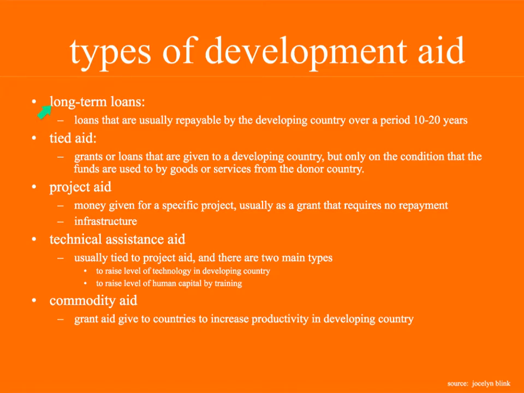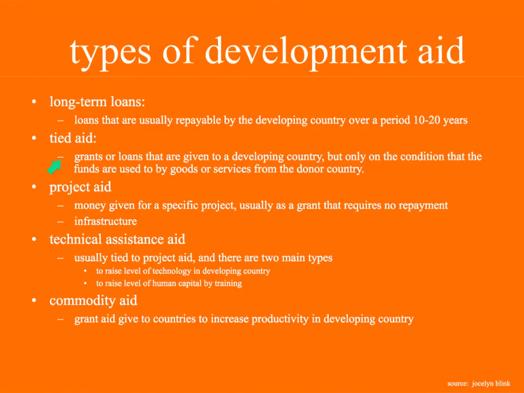Here they are: long-term loans, tied aid, project aid, technical assistance aid, and commodity aid. I just want you to get the idea of what these things are. Check out your course companion for a deeper understanding if this isn't enough information. Long-term loans are usually repayable by the developing country over a period of 20 years. These loans are known as concessional or soft loans, which are sometimes repayable in foreign currency and sometimes in the local currency. These loans come via official or non-official aid organizations.